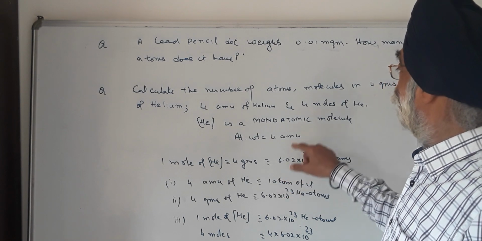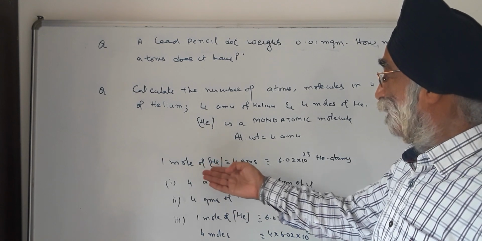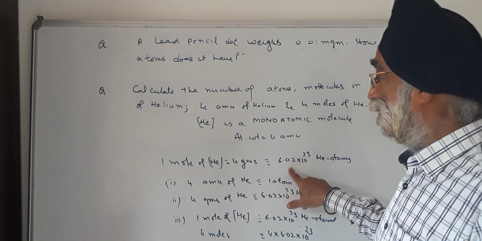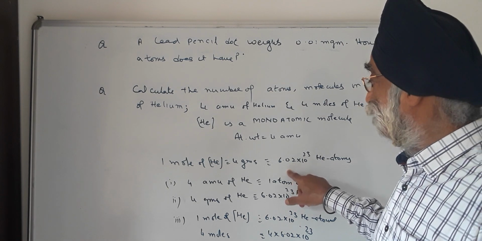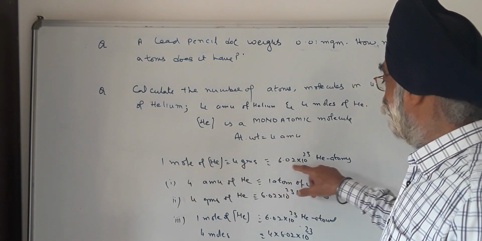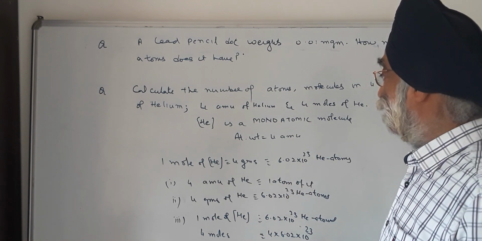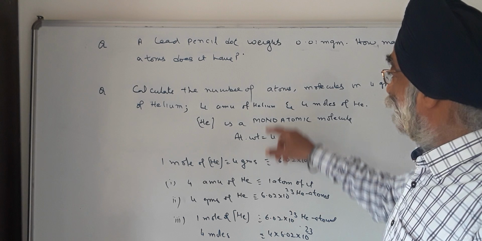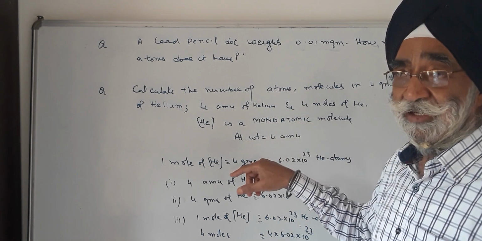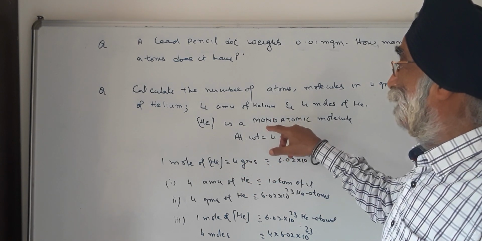Now, another part, 4 grams of helium. This statement itself gives the solution. 4 grams of helium has Avogadro's number of atoms. Third part, 4 moles. 1 mole of helium has Avogadro's number of atoms. And 4 moles, 4 into Avogadro's number of helium atoms. So this was the solution of this problem, which I told you to solve at your place.